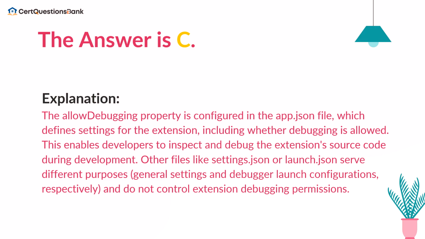The Allow Debugging property is configured in the app.json file, which defines settings for the extension, including whether debugging is allowed. This enables developers to inspect and debug the extension's source code during development. Other files like settings.json or launch.json serve different purposes, general settings and debugger launch configurations respectively, and do not control extension debugging permissions.